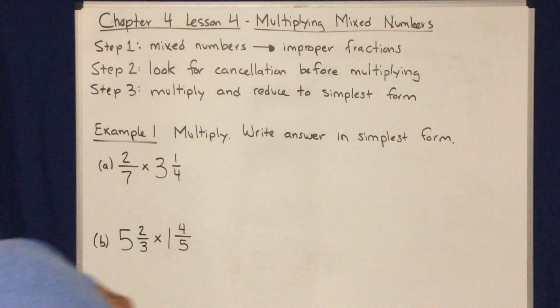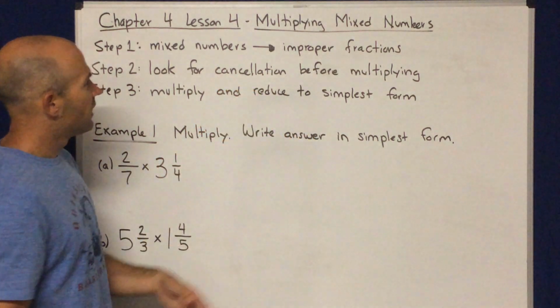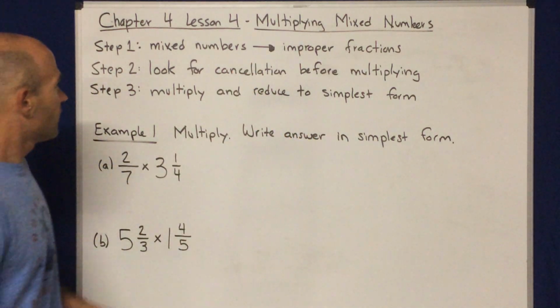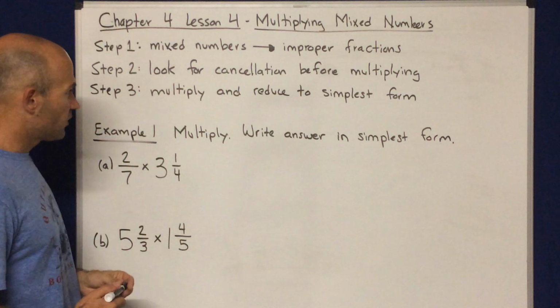All right, so this is chapter 4, lesson 4 from California Math, Common Core Edition, course 1. This is on multiplying mixed numbers. So I've written down 3 steps here, and I'll refer back to them as I go through this first example.